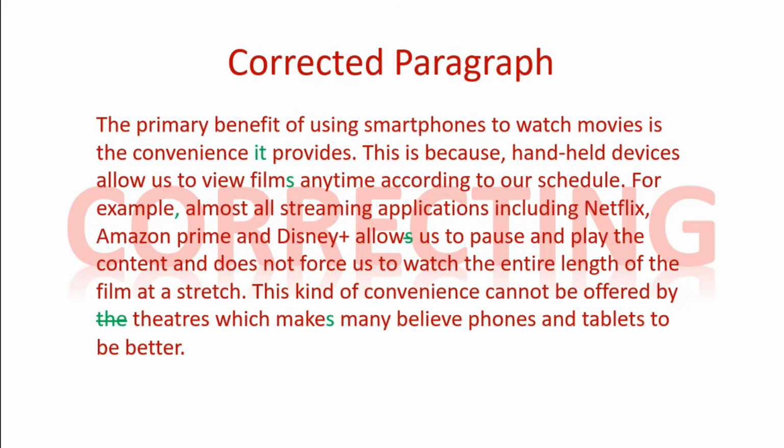Then comes another subject-verb agreement mistake where you need to write makes with an S. Even though the verb comes after theatres, which is plural, which might lead many people to write make in a plural manner, the actual subject of this sentence is the convenience that the theatres provide. This convenience is singular, which means that makes should also be singular.